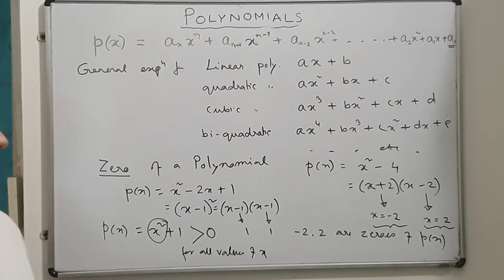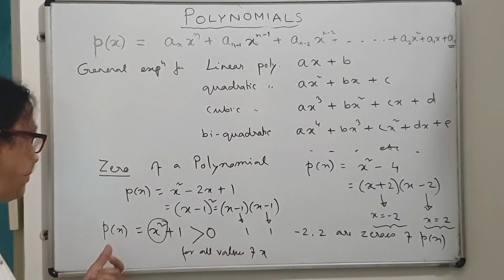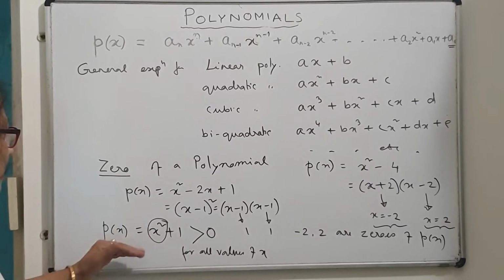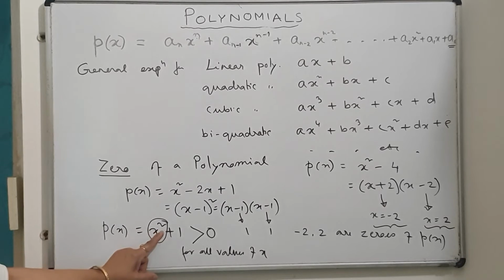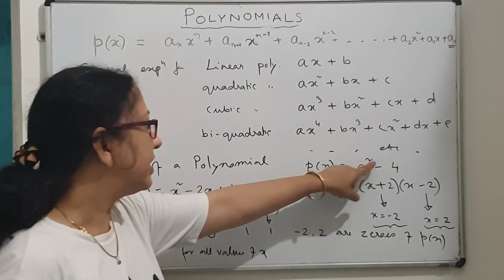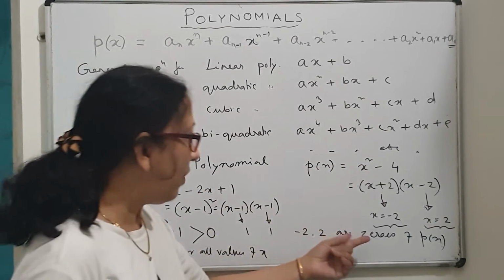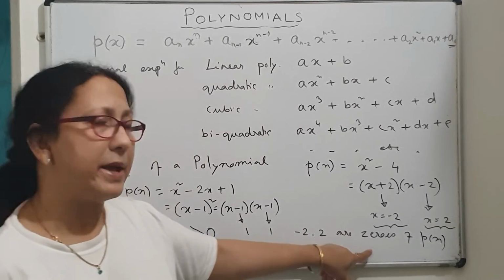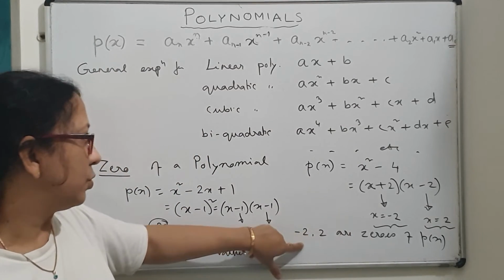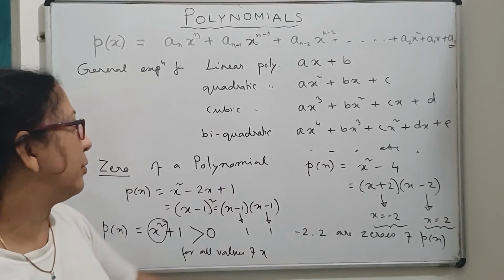That means what? This polynomial has no zero. There is no such value of x for which p(x) is 0. So though it is a quadratic polynomial, it has no zero. So a polynomial whose degree is 2 may have no zeros, 1 zero or 2 zeros. So the maximum number of zeros it can have is 2, which is equal to the degree of the polynomial.